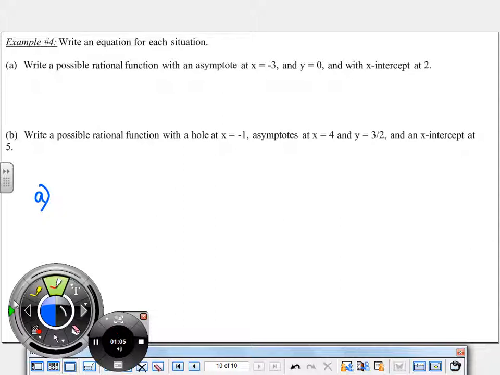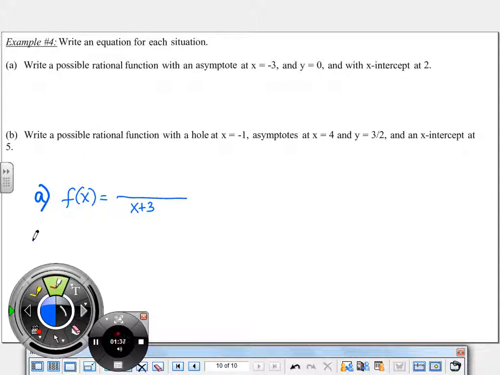So basically, by them saying there's an asymptote at x equals negative 3, we know that in some function, they said rational function, so we go like this, that when you set the denominator equal to 0, you get x equals negative 3. So what must be in the denominator? Good. Okay, so x plus 3. All right, and then it also says, and y equals 0.